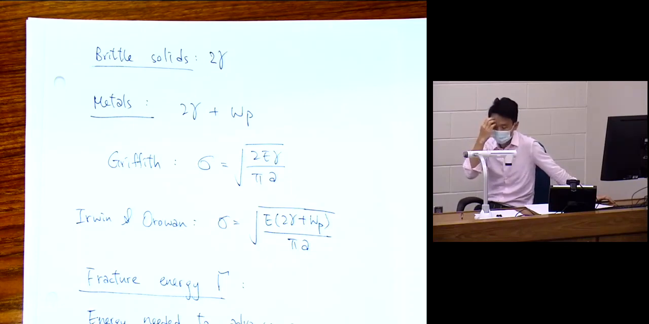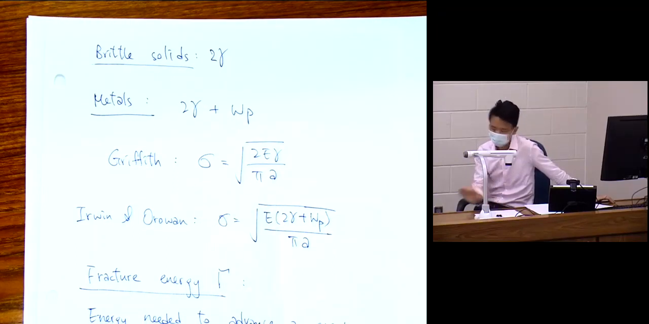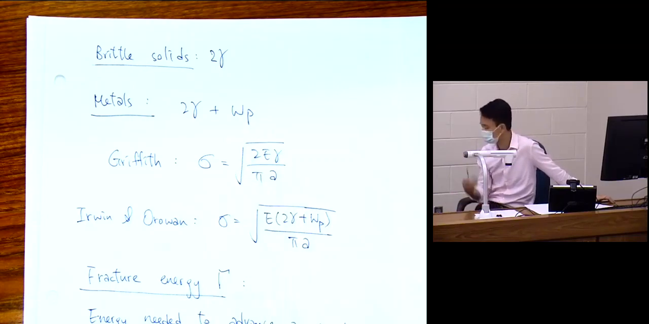So he proved that the relation between stress and crack length is proportional to 1 over square root of the crack length, right? So that is this dependence of stress on 1 over square root of the crack length. That is confirmed experimentally, and he also confirmed that for glass the constant equals the elastic modulus times the surface energy.